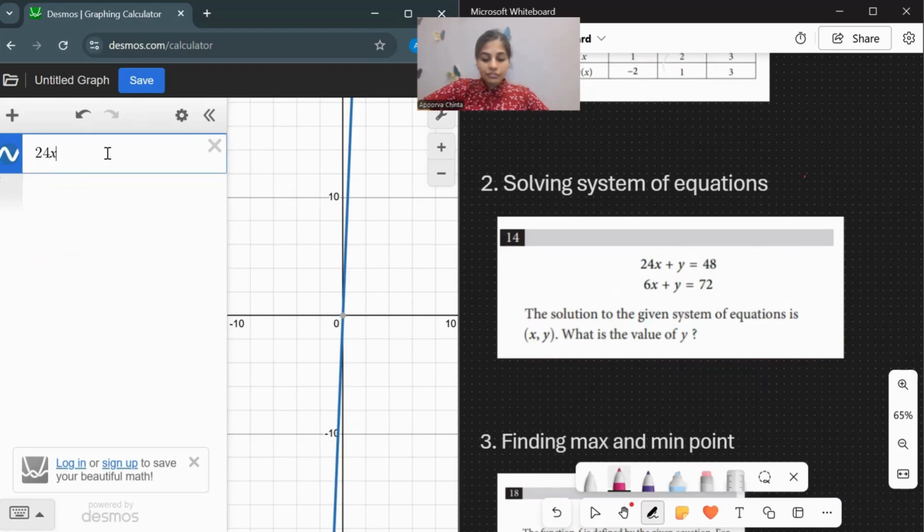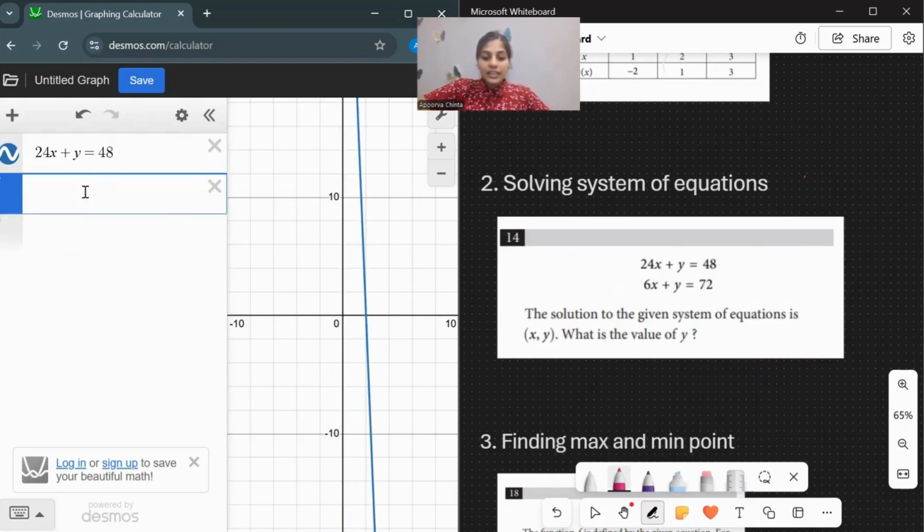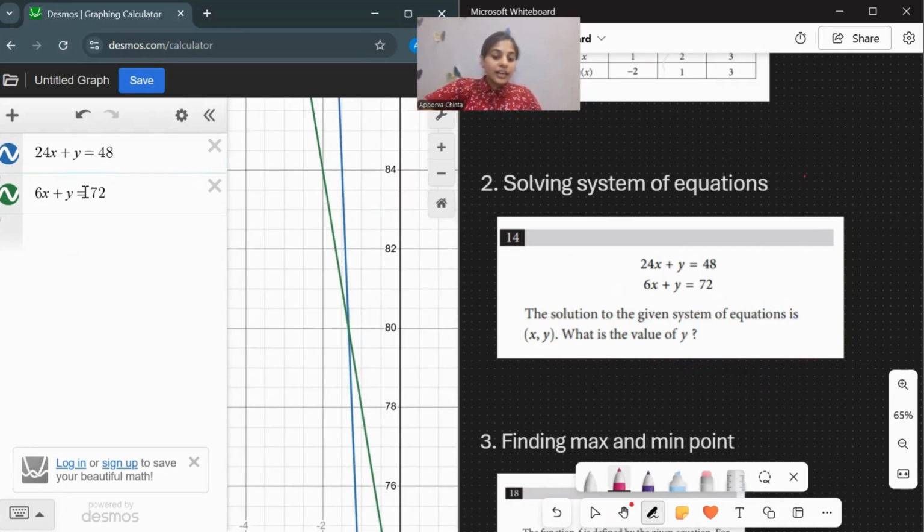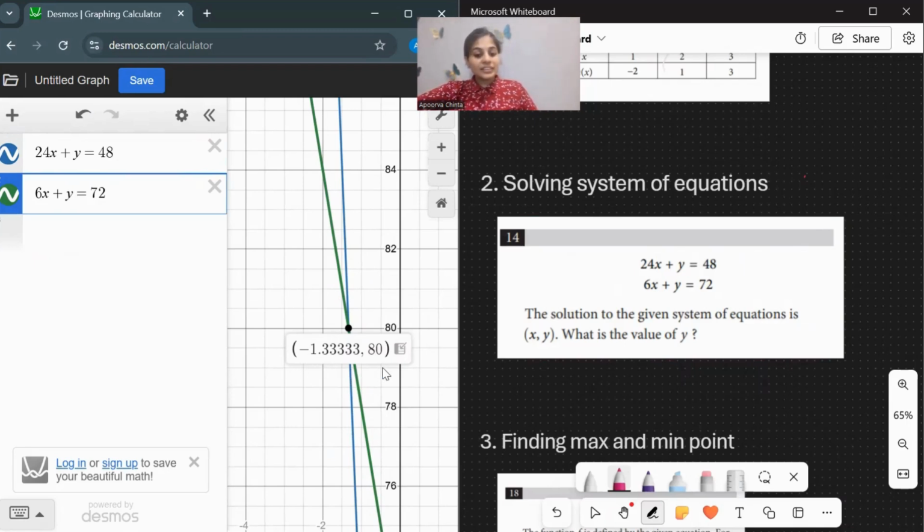So we have 24x plus y is equal to 48. That is the first equation. And the second equation is 6x plus y is equal to 72. So we need the point of intersection for the curves so that we get the solution, that is the value of x and y. So we see that the point of intersection is negative 1.333 and 80. And we are looking for the value of y. So the value of y is the y coordinate, that is 80. So the answer is y is equal to 80.